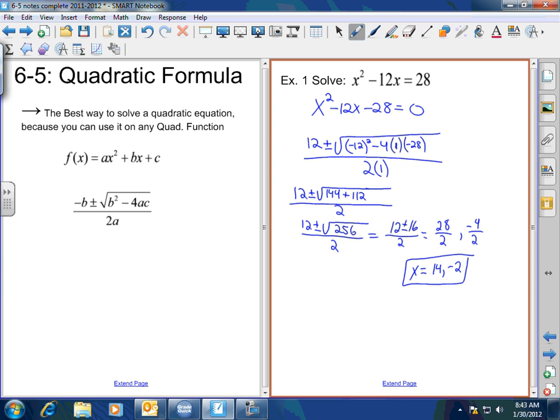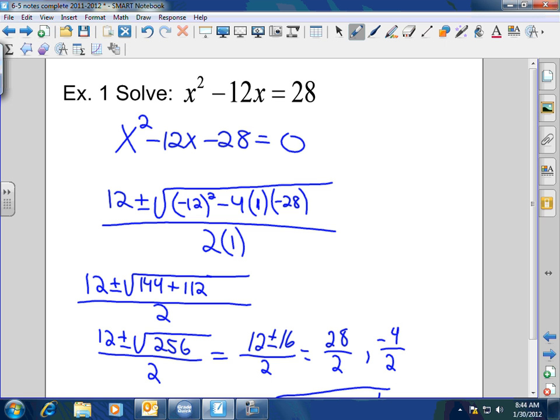Yes, sir. You can use a calculator at the end. For this one, there was no need for a calculator. The radical 256 is 16 times 16. You're going to have to figure it out. You could have started breaking it down. There are skills that you know to do that. Let's do another one.